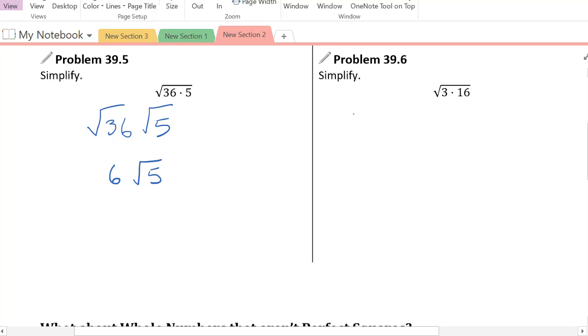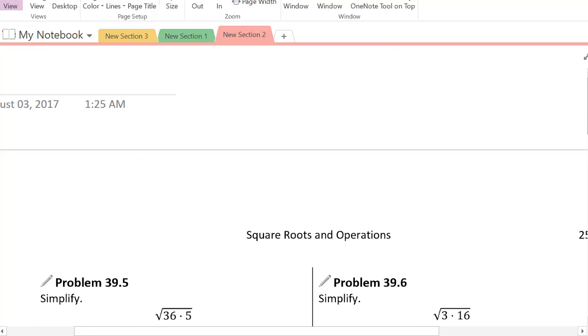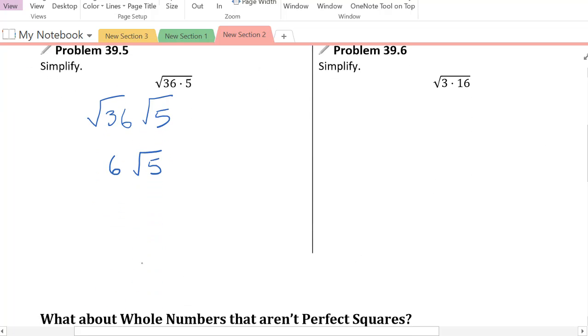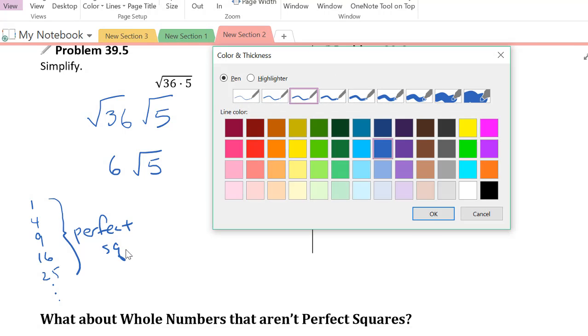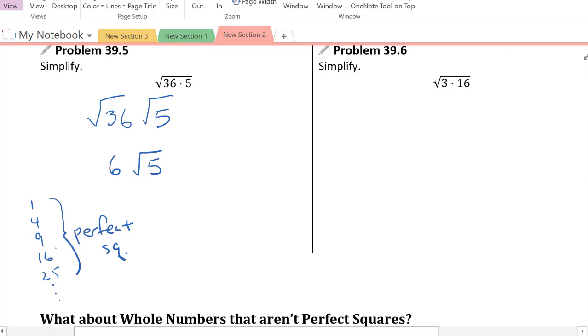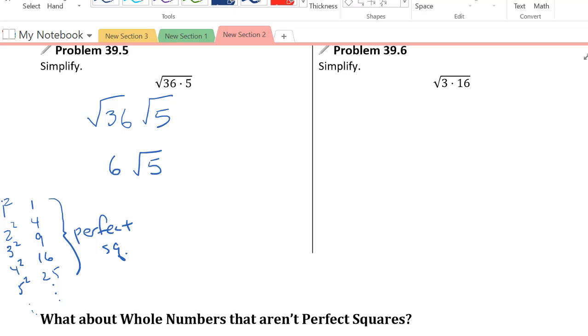Okay? So again, what are perfect squares? Perfect squares are like the list that we wrote, right? Perfect squares are like 1, 4, 9, 16, 25, and so on. Those are our perfect squares. Keep in mind these are the perfect squares. And you get them by doing 1 squared, and then 2 squared, and then 3 squared, and then 4 squared, and then 5 squared, and so on. That's how you get those perfect squares. So let's look at the next one.